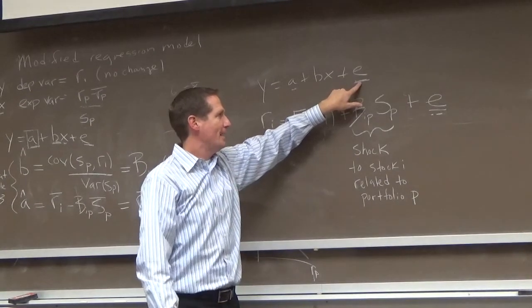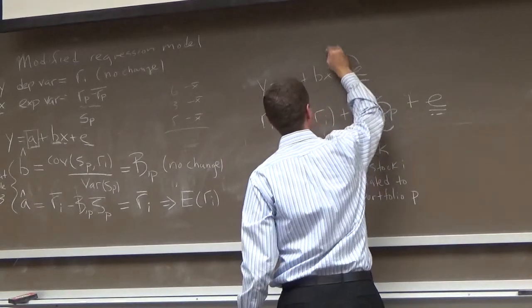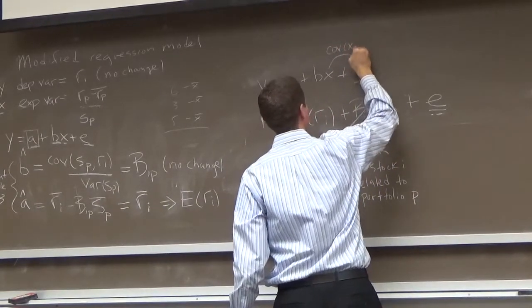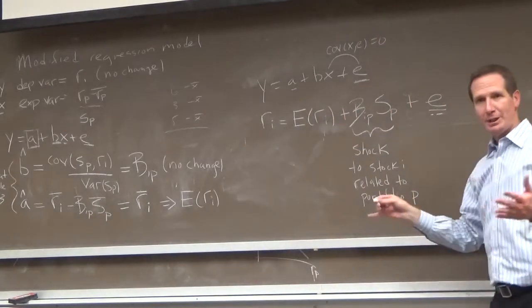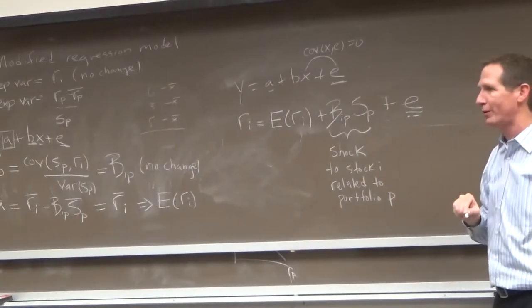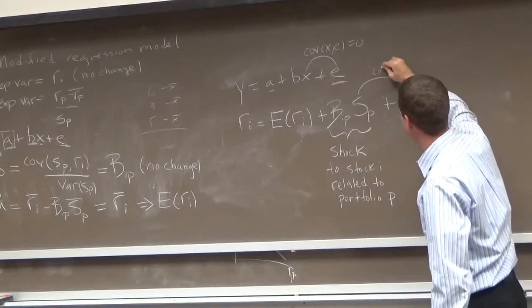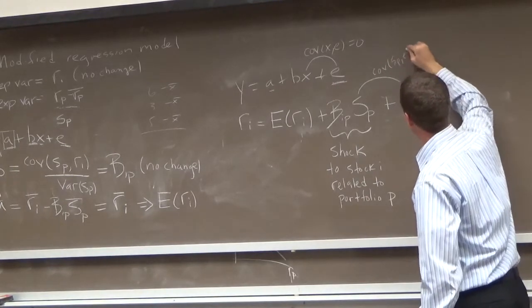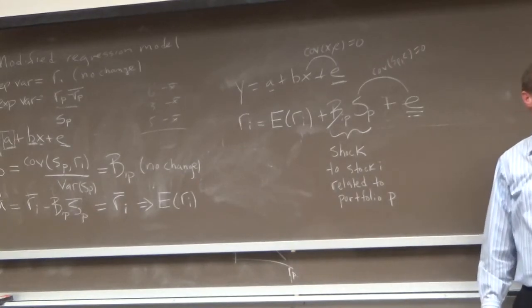Okay, it's on average zero, which means we can interpret it as a shock, something that is unanticipated. However, we also know that the covariance between our x's and our e's is also equal to 0 in any regression. In this regression, our x variable is the shock to the portfolio. We know that the covariance between E and SP is also equal to 0. It always is for any regression.